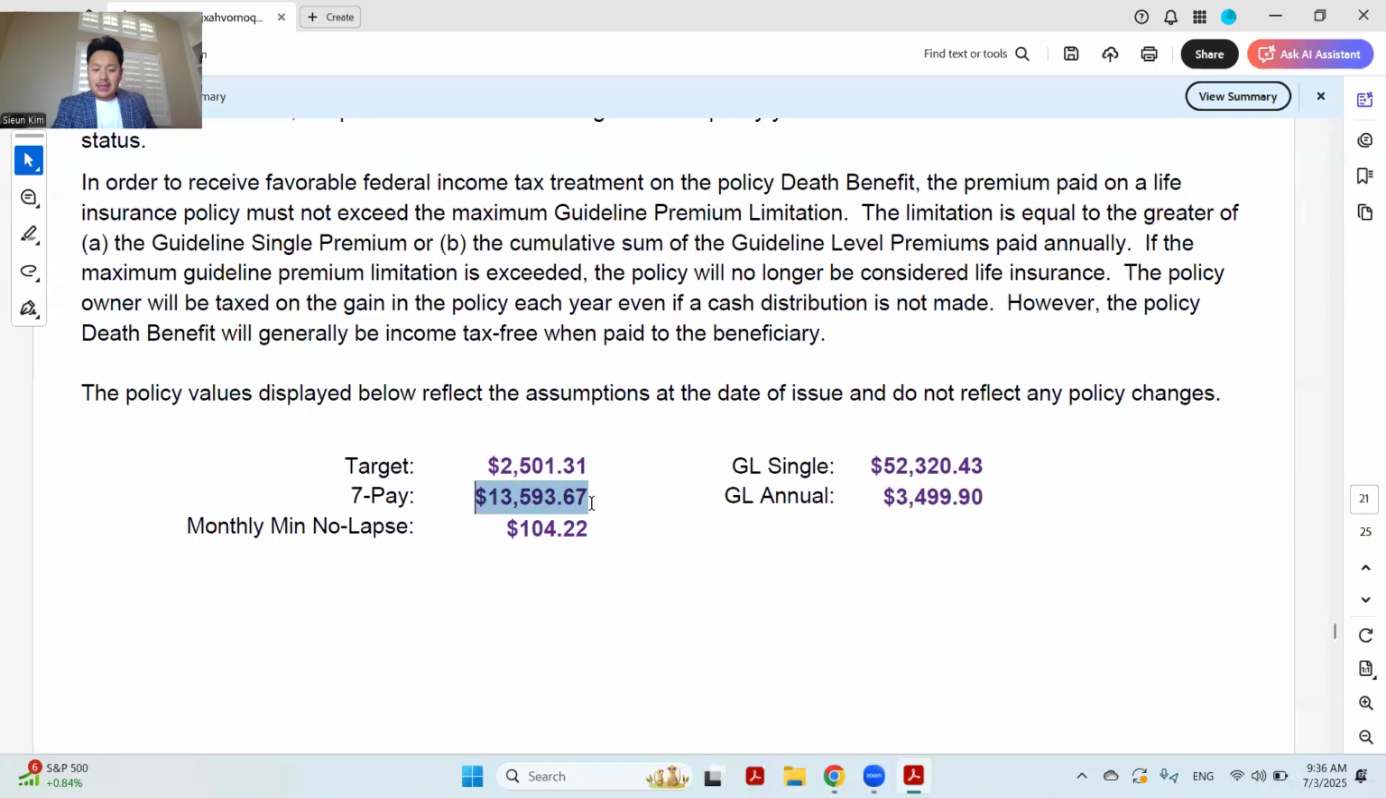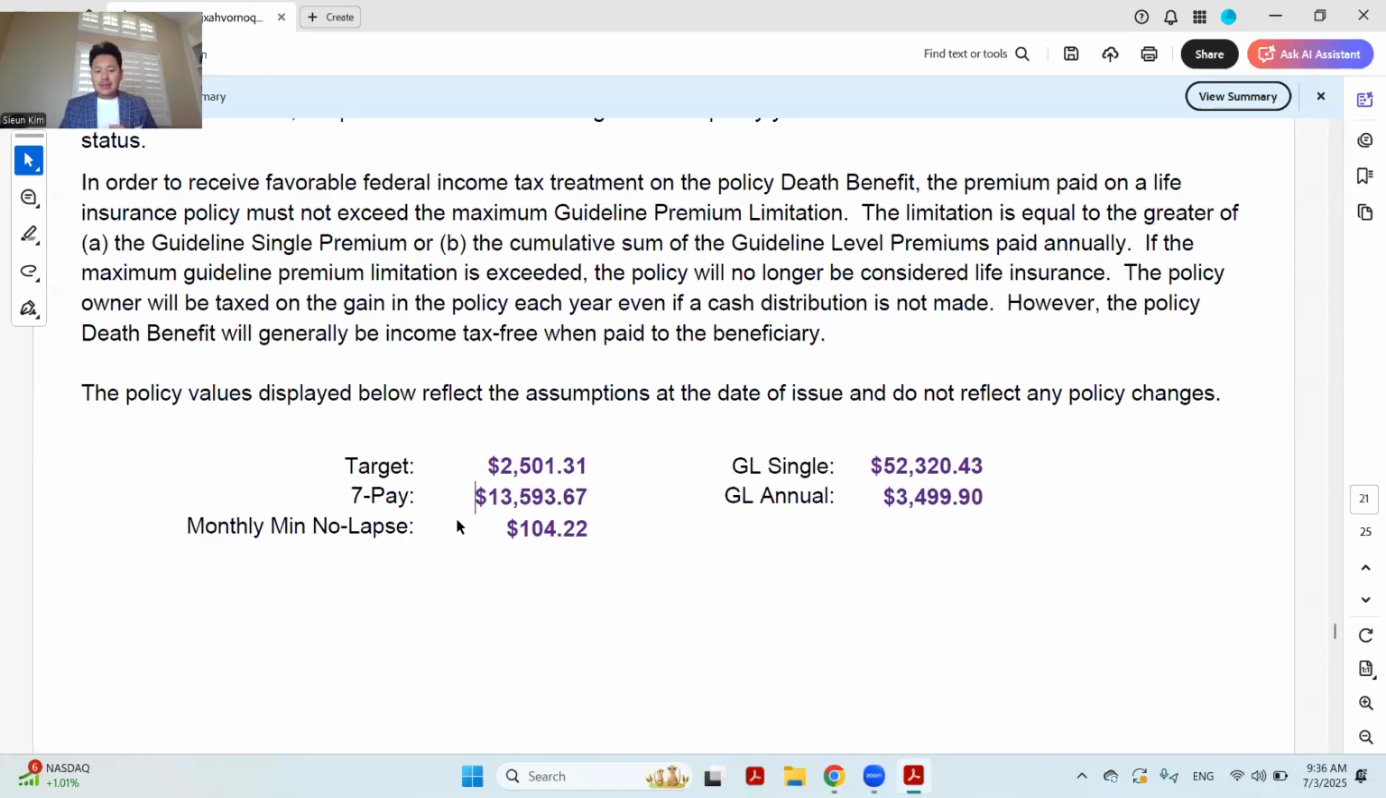7 pay, this is the maximum amount the client can pay a year for the first 7 years of getting this policy. So you heard of MEC, right? MEC, Modified Endowment Contract. That's the absolute ceiling of how much the client can pay into a particular IUL without being taxed. So if the client wants to max fund this, she can pay in as much as $13,593 a year for up to 7 years, but that's the absolute max. And they can't even put a dime more into that.